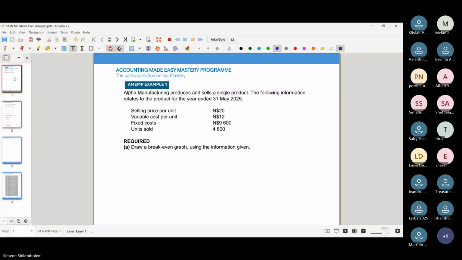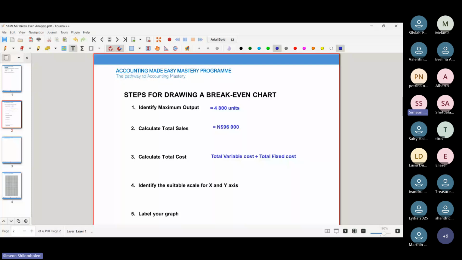1,200. How much? 67,200. Okay, make sure you also have this one. If you are busy calculating, we'll give you 30 seconds to get the answer also.